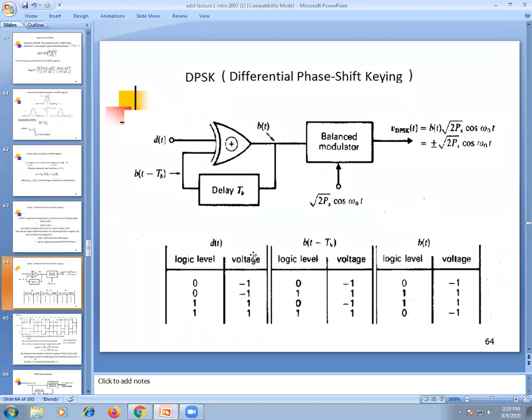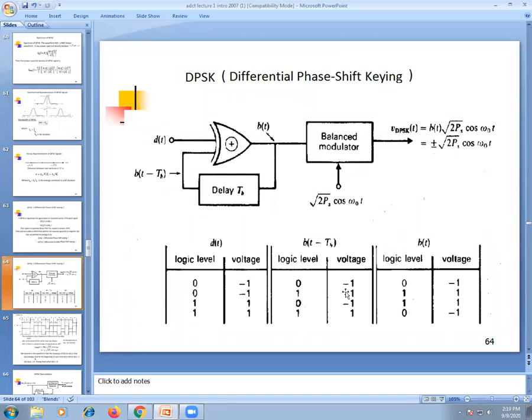Now, let us see an example. d(t) is the given data. Let d(t) be 0, 0, 1, 1, where 0 is represented as negative 1 volt and 1 is positive 1 volt. Whereas b(t) minus T b is 0, 1, 0, 1, again with 0 as negative and 1 as positive.